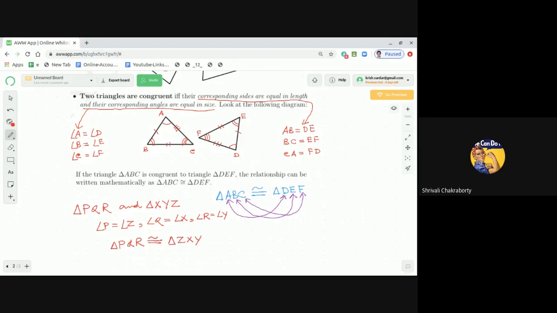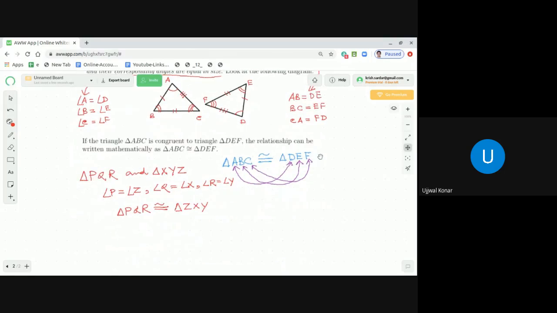No. Sir, I didn't understand this. Okay. Thanks for asking this question. What I'm saying is that when you write that congruency mathematically, you need to write the exact sequence they are matching. Suppose we have two triangles, as I was saying, triangle PQR and triangle XYZ.